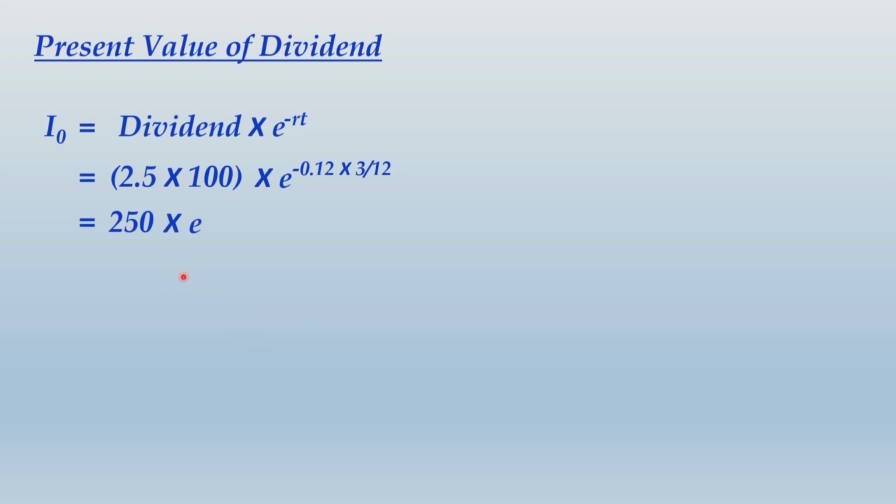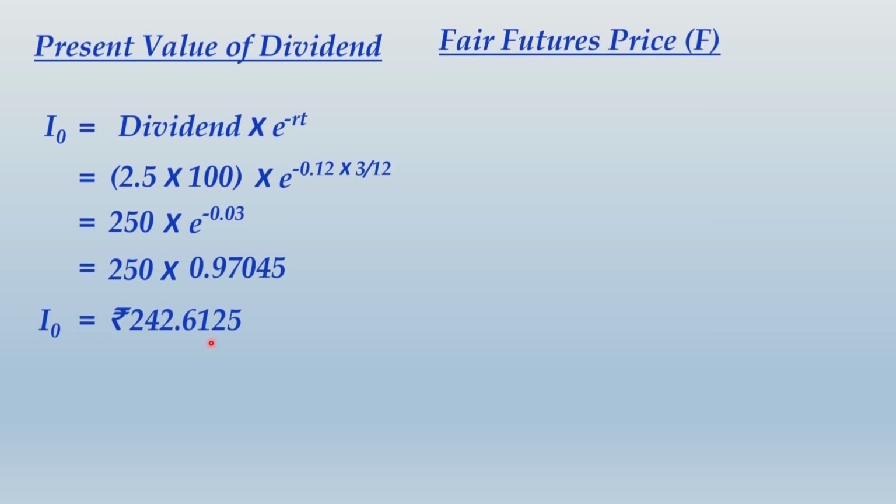So when you apply this, it will be e raised to minus 0.03, whose table value is already given to you in the question. You simply multiply that given value, that is 0.97045, into the dividend amount to arrive at the present value of dividend, which is 242.6125.